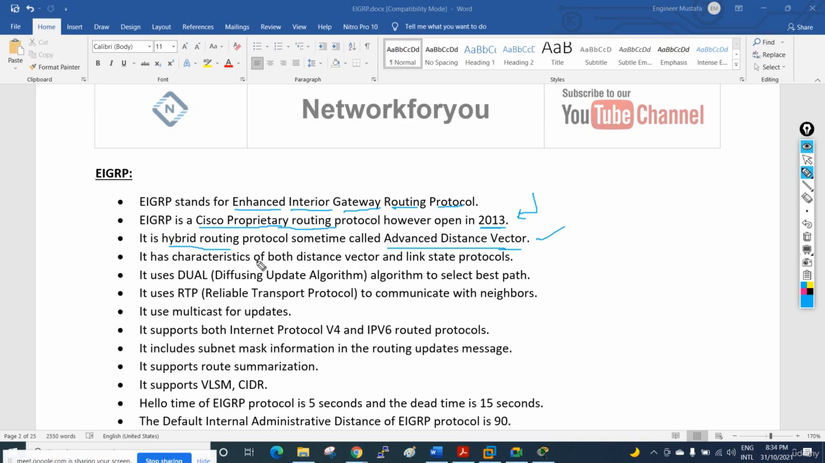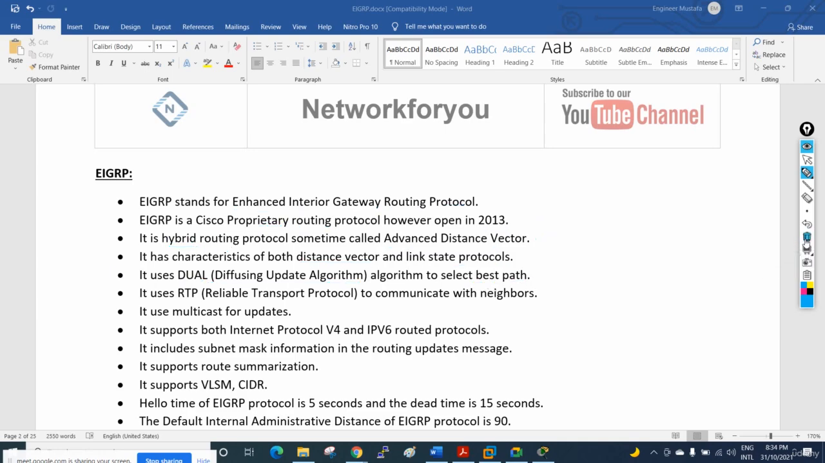It is a hybrid mix of distance vector and link state. It has the characteristics of both distance vector and link state protocols, and it uses the DUAL algorithm. This is very important. We need to remember the DUAL algorithm. DUAL means Diffusing Update Algorithm. EIGRP is using the DUAL algorithm, that is the Diffusing Update Algorithm, to select the best path.